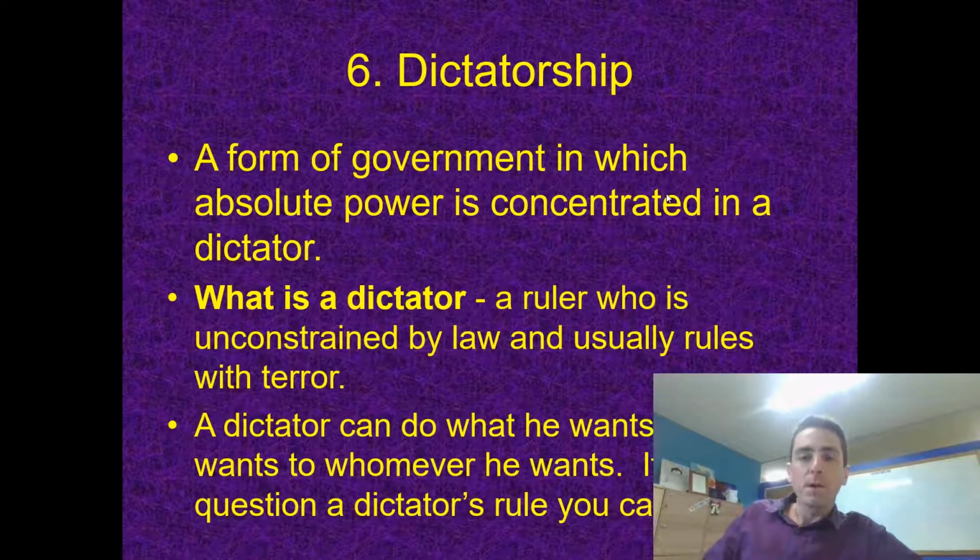Dictatorship, number 6, a form of government in which absolute power is concentrated in a dictator. What is a dictator? A ruler who is unconstrained by law and usually rules with terror. Okay, a dictator can do what he wants, when he wants, to whomever he wants. If you question a dictator's rule, you can be killed. Okay, so there've been many dictators throughout history.